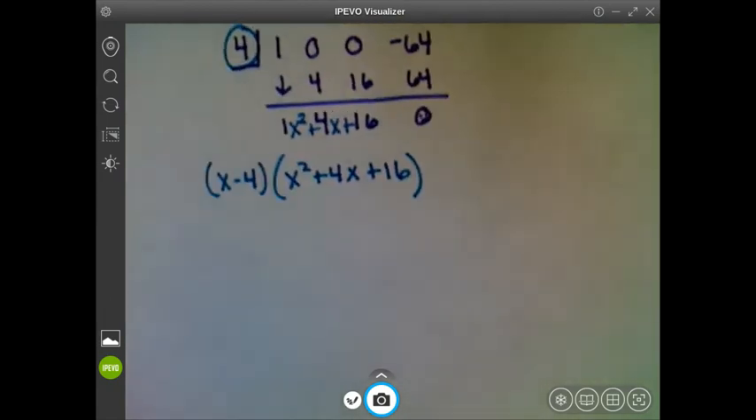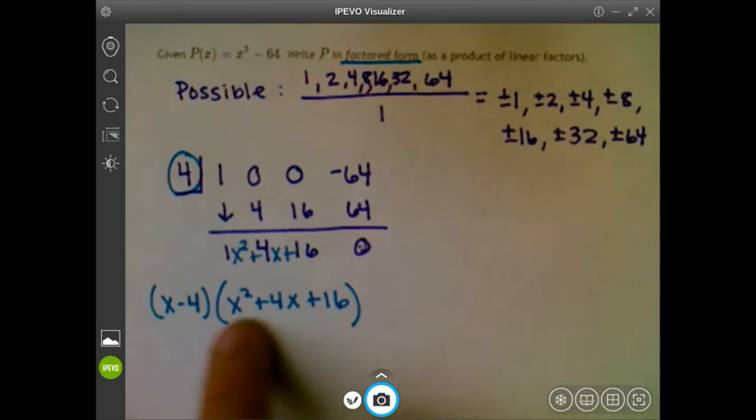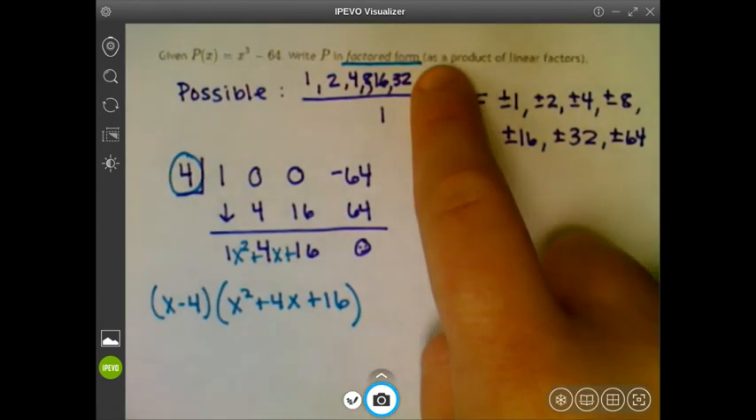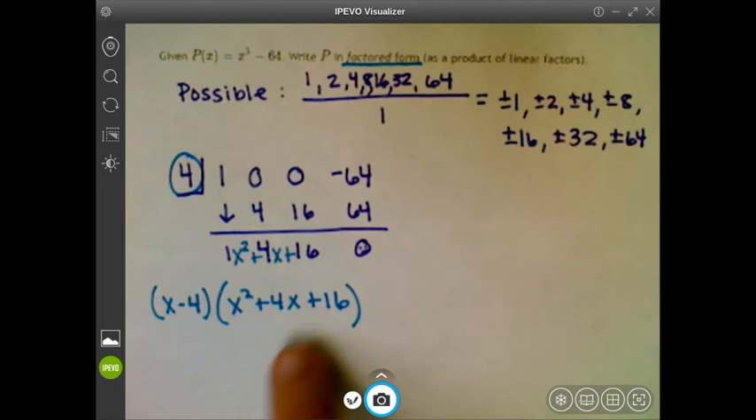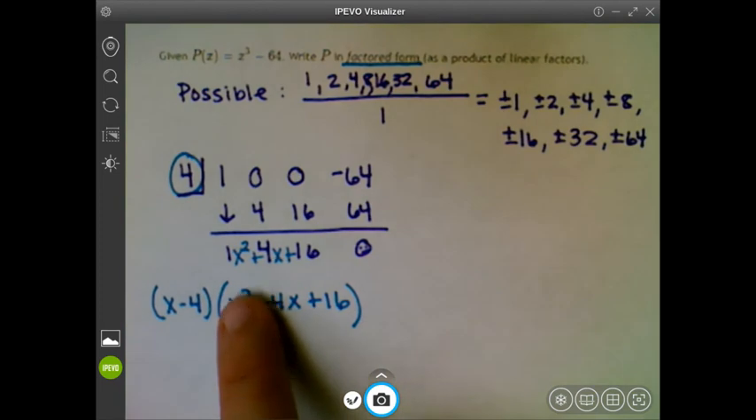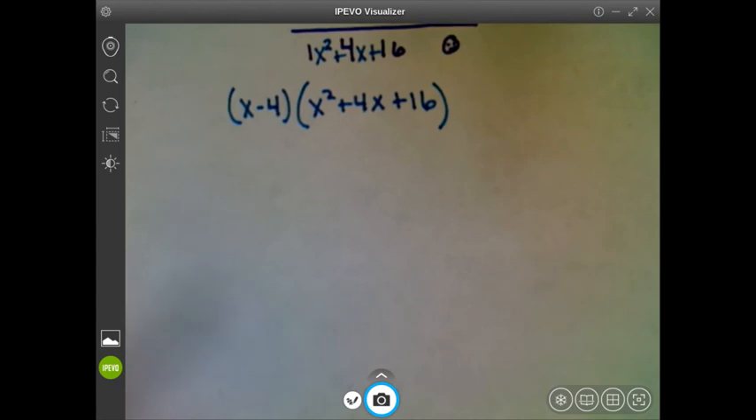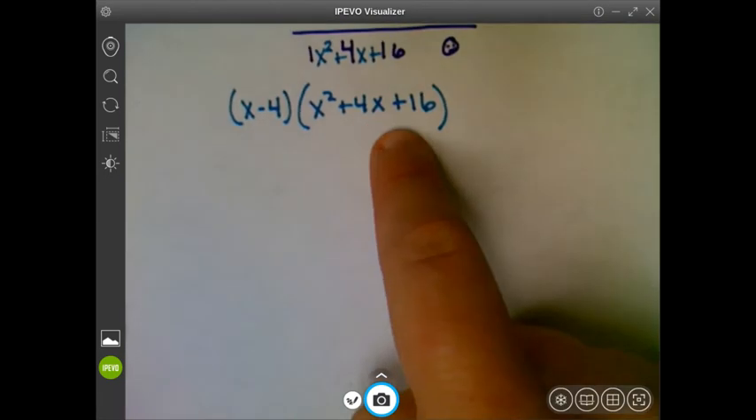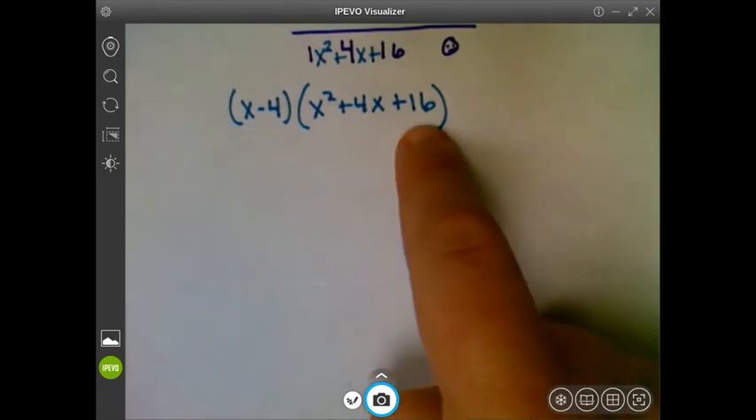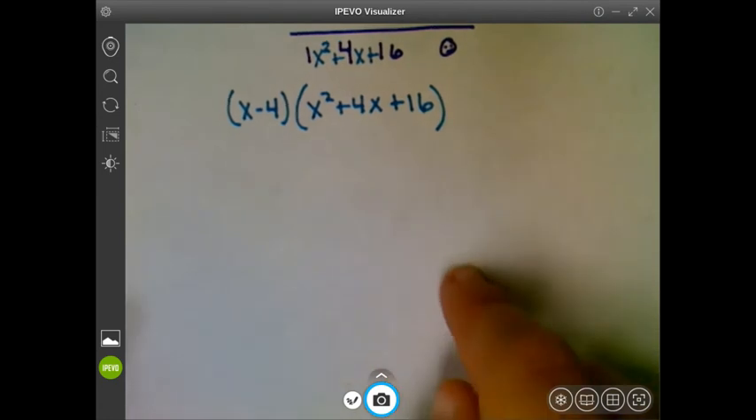All right, it does say factored form. It is currently in factored form, but then it says as a product of linear factors. And technically, this second one here is not a linear, it's a quadratic. So we have to keep going. We either have to factor this or we have to quadratic formula it. Somehow we have to break this down into the solutions or the further factors.